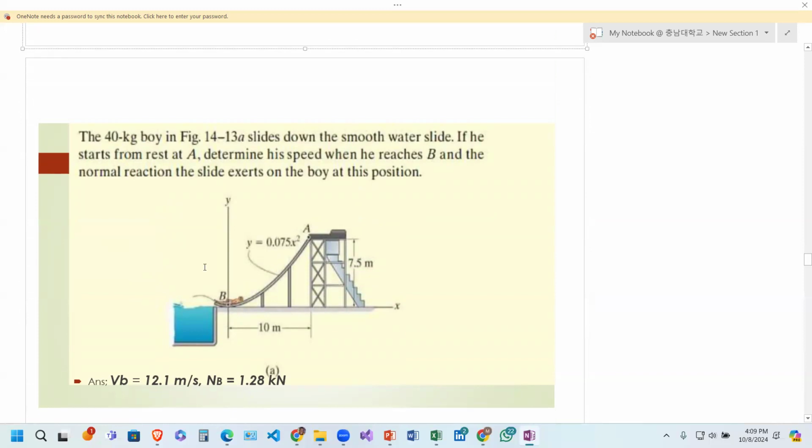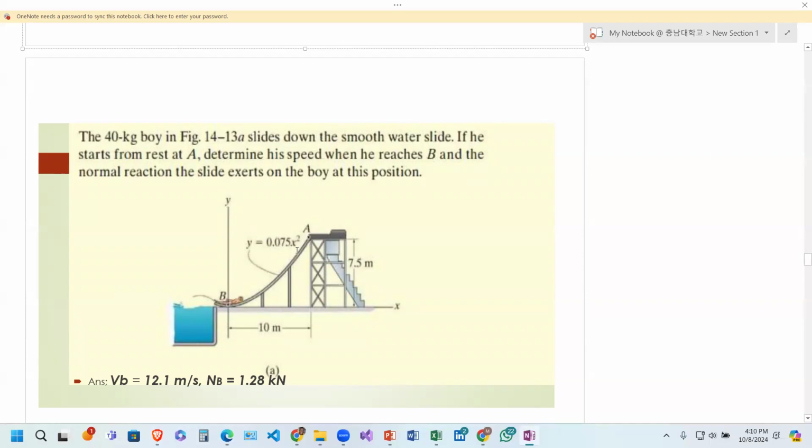Of course, these examples are in Hibbeler, and I want you guys to try them out because these are just simple examples and I'm not going to go through them. So now this other example is the 40-kilogram boy in this figure, right? Slides down the smooth water slide, right? If he starts from rest at A at this point, determine his speed when he reaches B, and the normal reaction the slide exerts on the boy at this position.